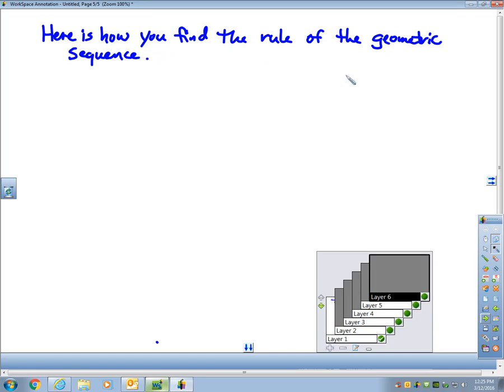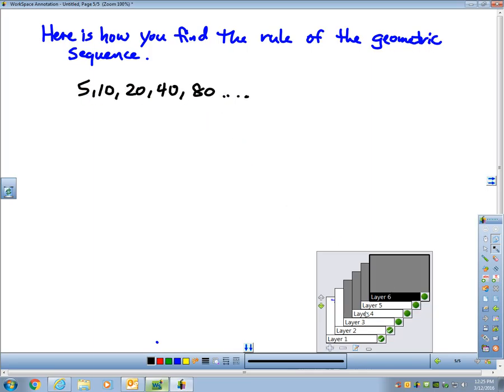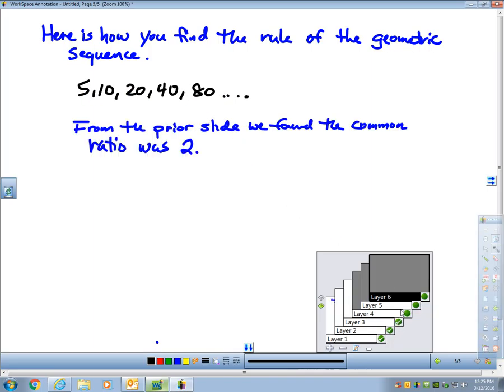How do we find the rule of a geometric sequence? It's pretty easy to do. Let me write that sequence down again. Here's how we write the rule. From the prior slides, we found the common ratio of this sequence was 2. Okay, so we have to know that first. Common ratio was 2.